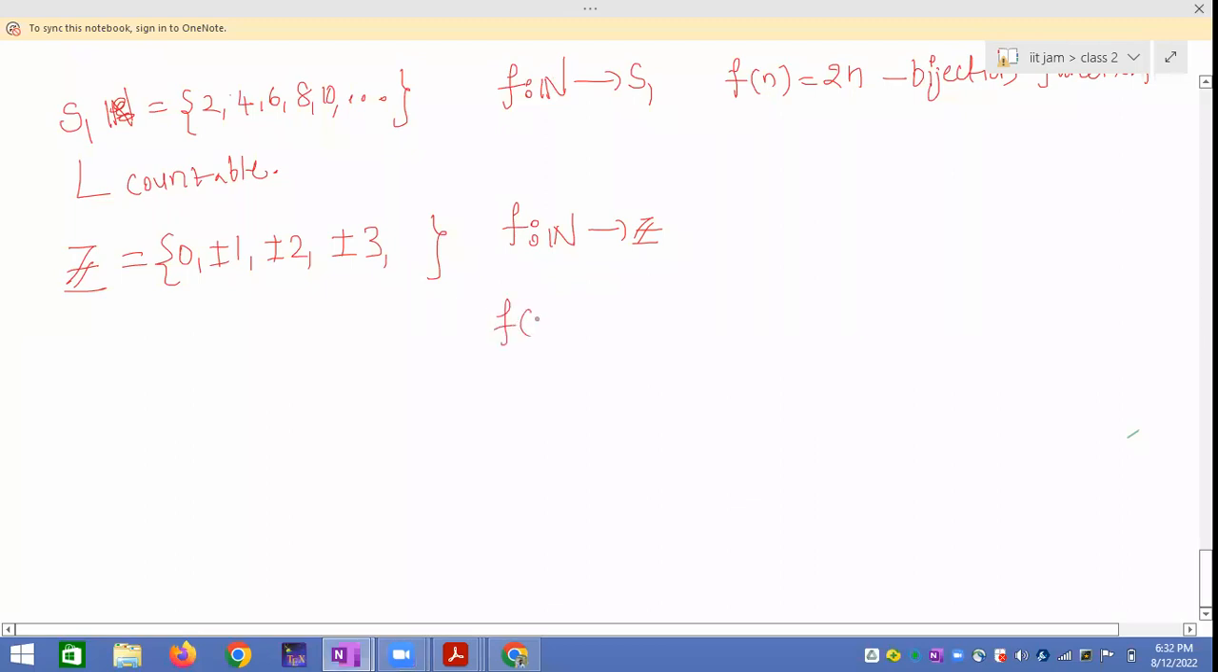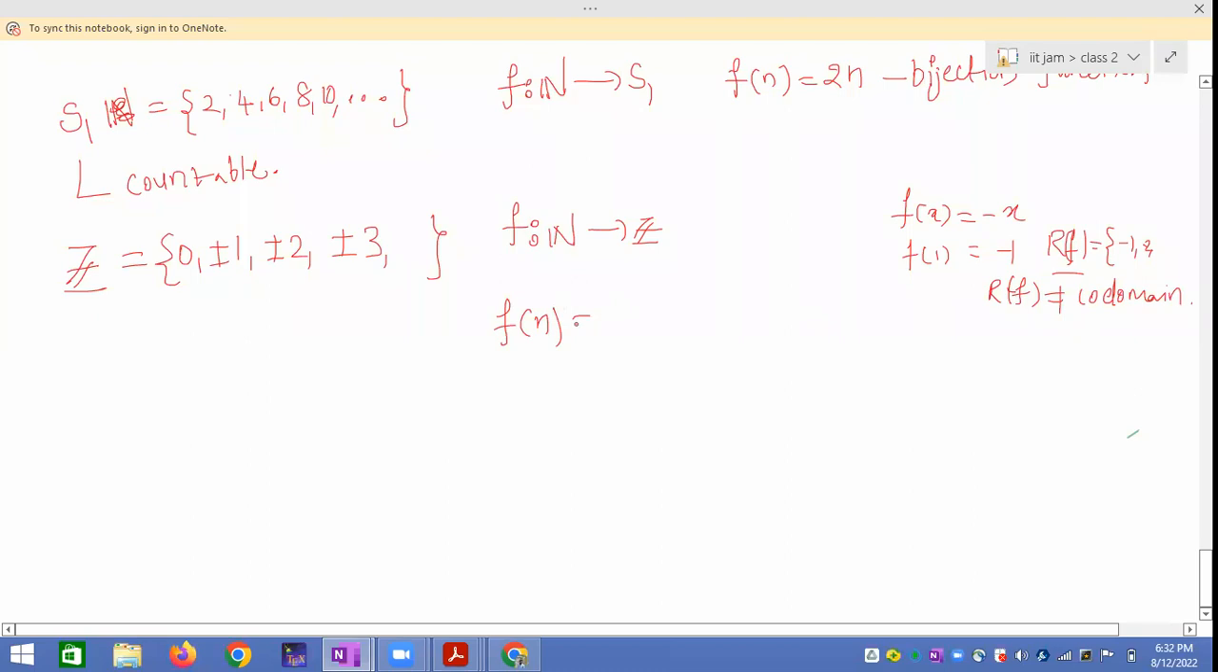Look at f of x equal to minus x. It maps natural numbers only to negative numbers. This function is not a bijection from the natural numbers to Z. If you take the natural number 1, f of 1 is minus 1. The range of this function does not include plus 1, which also belongs to Z. The range of this function is not equal to the codomain. This is not an onto function.